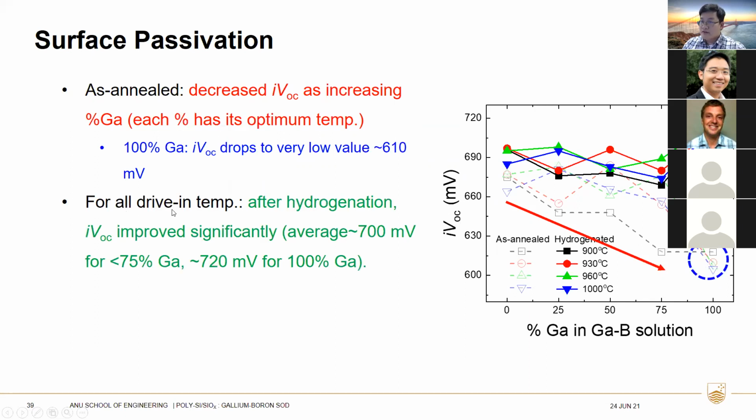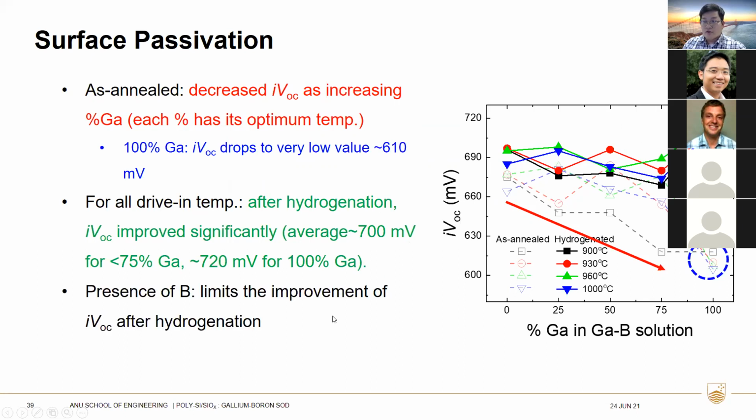After the hydrogenation, the solid line here, we see iVoc improve significantly, with an average of around 700 millivolt for samples with less than 75% gallium, and around 720 millivolt for the sample with 100% gallium. So as you can see here, the presence of boron in the boron-gallium mixing solution seems to limit the improvement of iVoc after the hydrogenation.